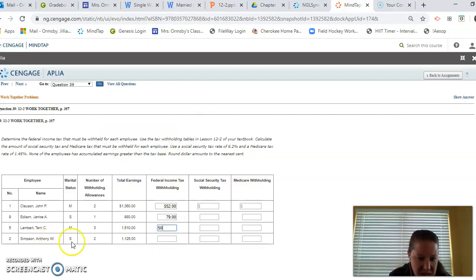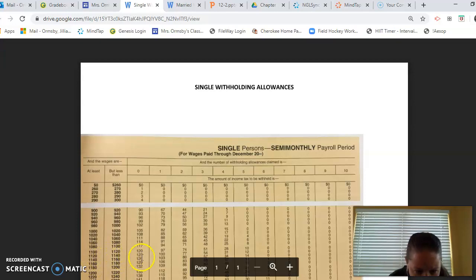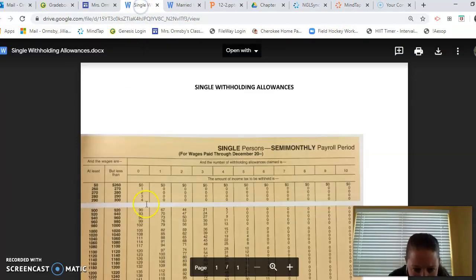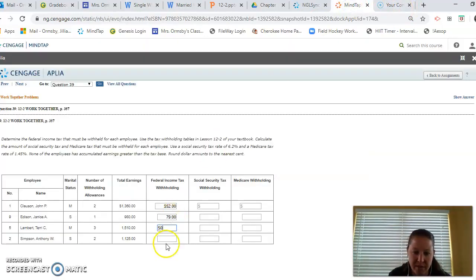And then Anthony, single with 2 withholding allowances, $1,125. So single, $1,125 would fall here, and I believe it was 1. We'll double check that. And if it was, oh no, it was 2. So 2 would be 77. So we will do 77 here. So that's how much money is going to be withheld from each employee's paychecks for federal income tax.